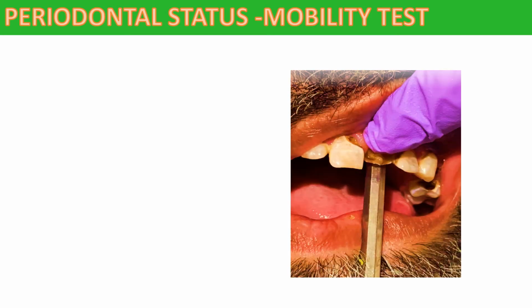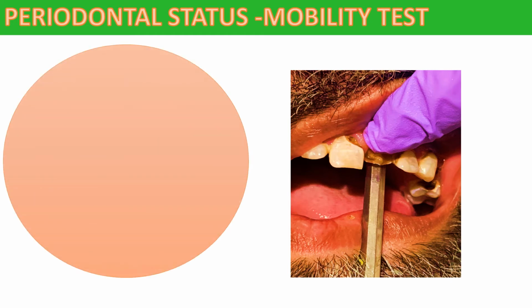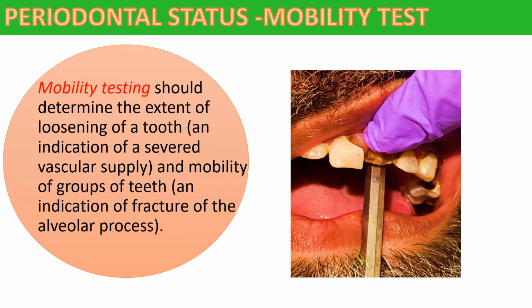Now coming first to the mobility test. This can be done by using the handle of a mouth mirror and your finger. You can hold the tooth, try to move it, and see how much mobility that particular tooth is showing. This test is used to determine the extent of a loosened tooth, which is an indication of a severe vascular supply problem. If there is mobility of a group of teeth, it gives an indication of the fracture of the alveolar processes.